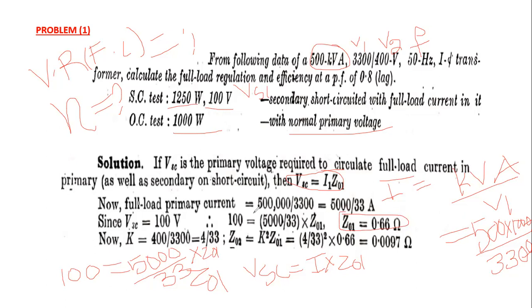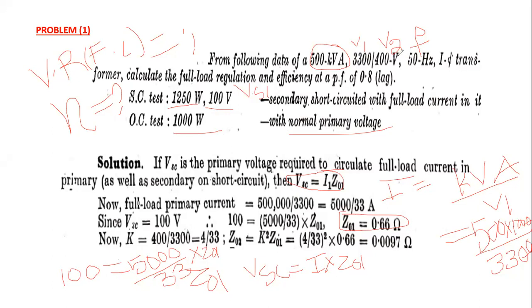First of all, we calculate the primary current using I is equal to kVA by V1. After that, we calculate Z01 from the formula VSC is equal to I into Z01. I is the primary current that we calculated, and VSC is the short circuit voltage given in the question, that is 100 volts. Substituting both terms in this equation, we easily obtain Z01, which is equal to 0.66 ohms.